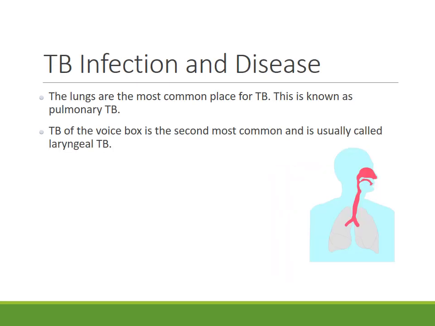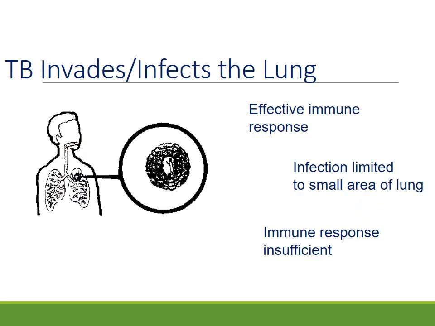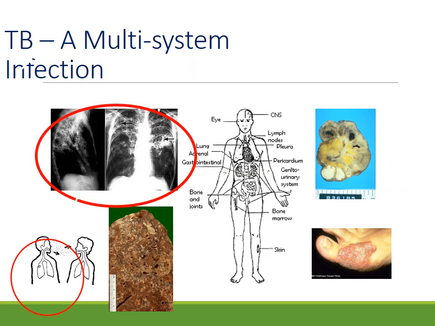TB infection and disease. The lungs are the most common place for TB. This is known as pulmonary TB. TB of the voice box is the second most common and is usually called laryngeal TB. TB invades and infects the lung. With an effective immune response, infection is limited to a small area of lung. If the immune response is insufficient, TB becomes a multi-system infection.